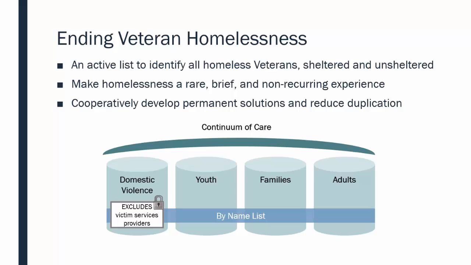A by name list will connect across the programs so that even though our providers are specialized, we can still work together. Coordinating efforts with a by name list promotes collaborative problem solving to create permanent solutions. It allows agencies to clarify their role in each case to reduce duplication and streamline the process.